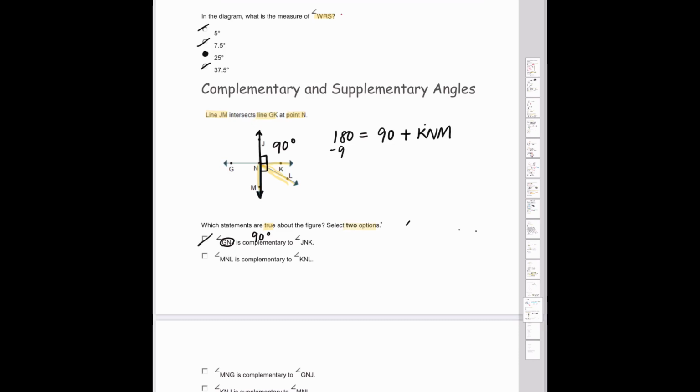Subtract 90 from both sides. We get that K and M is equal to 90 degrees. So this entire angle is equal to 90 degrees. So if we are being asked if the angle M and L and angle K and L are complementary, that is in fact true, because if you add those two angles together, you should get 90 degrees. Let's look at the next statement.